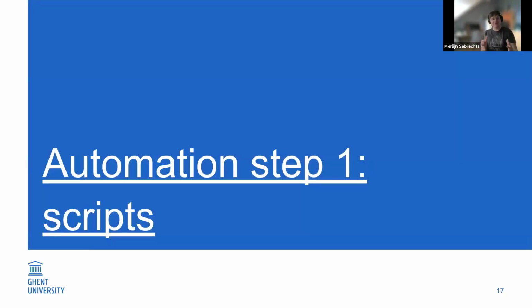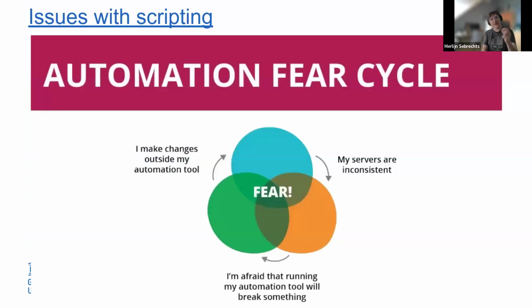So obviously, in order to solve these issues, a lot of companies started looking at automating system administration. And the first step in doing that is these companies start to write a lot of scripts in order to install servers and automate their operations. But there is a big issue with scripting, and that is what we call the automation fear cycle.